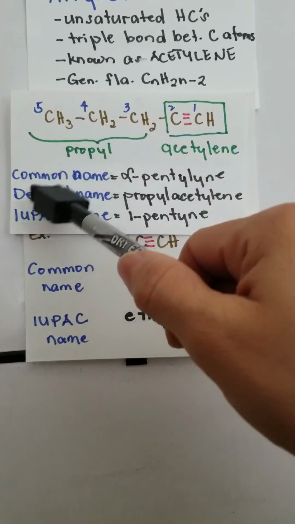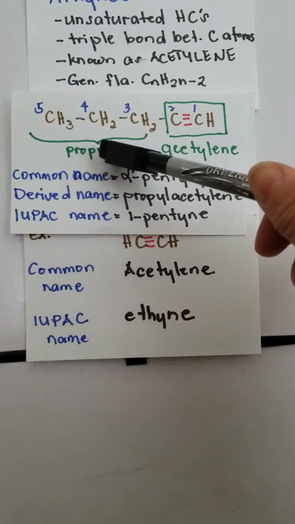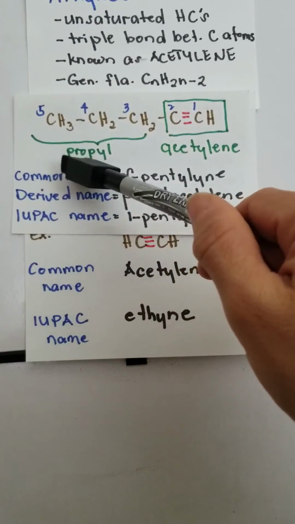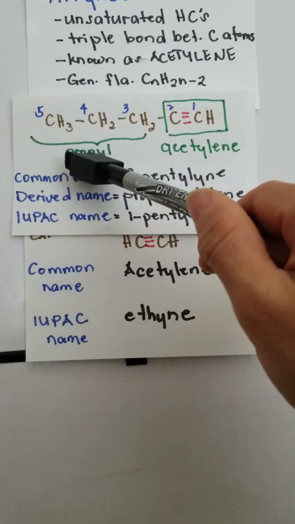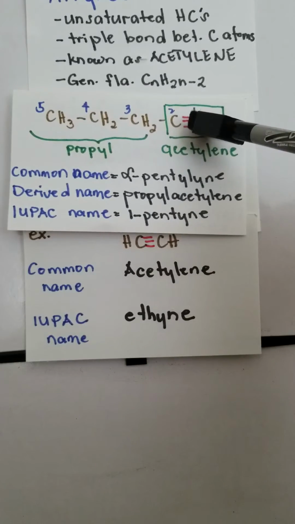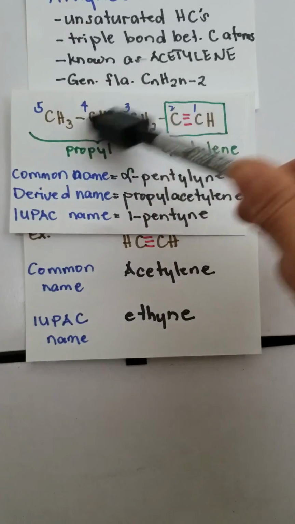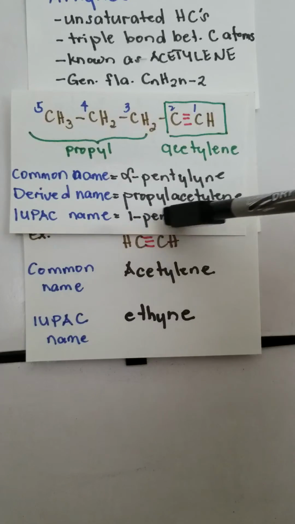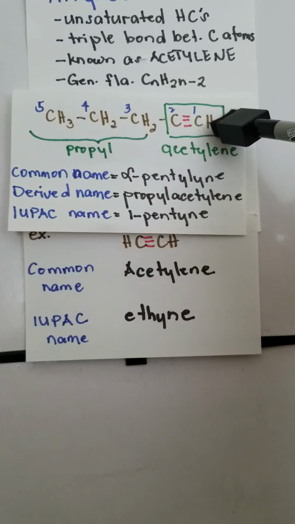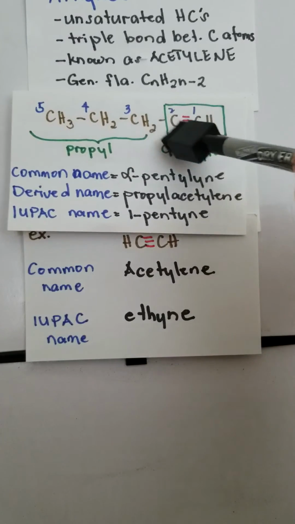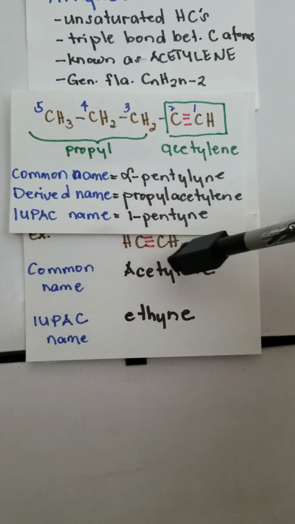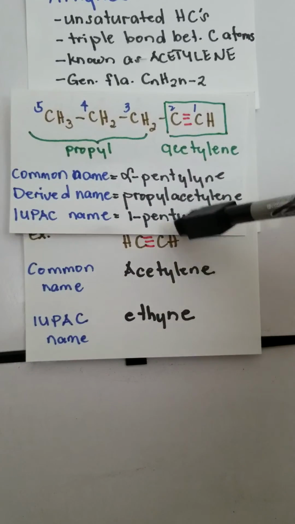And how many carbons in the alkyl radical? 1, 2, 3 is prop, having 3 carbon atoms. The prefix is prop. So that is the alkyl radical propyl attached to your acetylene, your parent chain, in the derived system of nomenclature. So the name of this structure is propyl acetylene. Propyl is the alkyl radical, acetylene the name of the mother chain. In the IUPAC system of nomenclature, your triple bond is attached to the first carbon atom, so 1-pentyne, yne is your suffix.